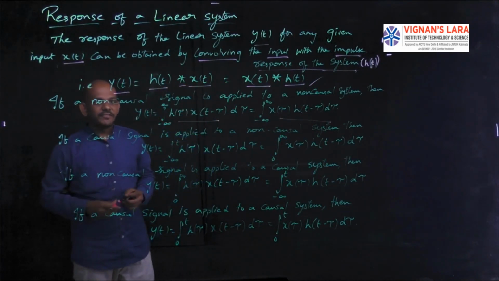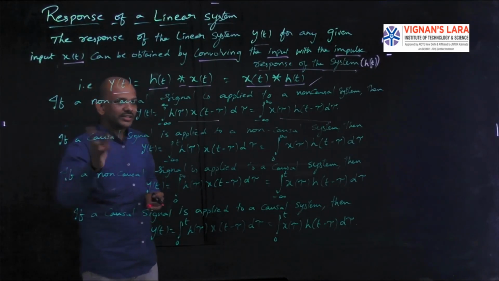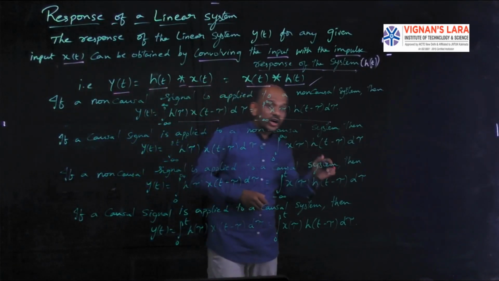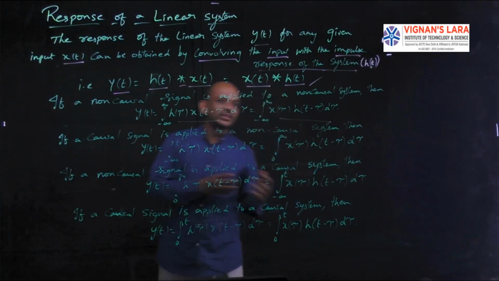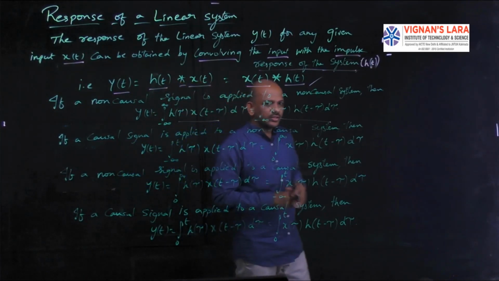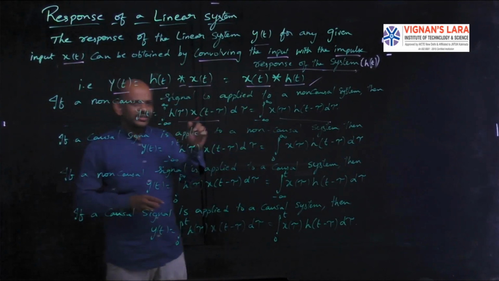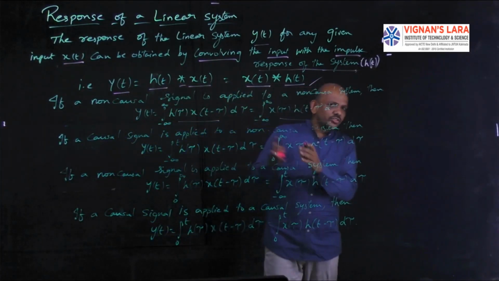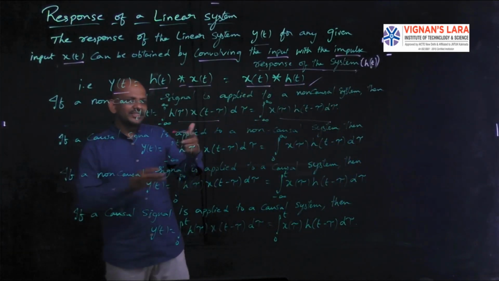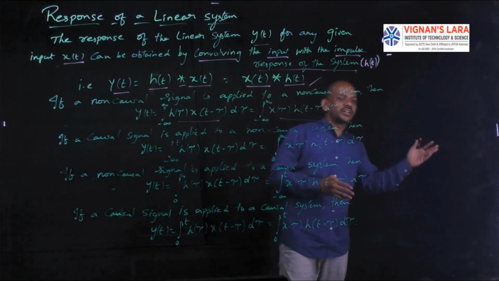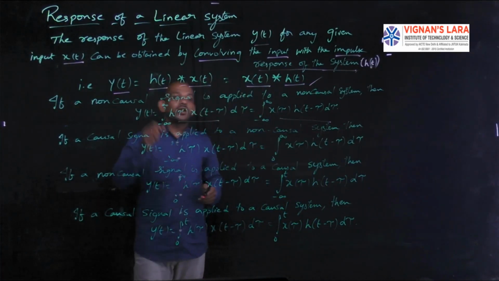Next, the second one is if a causal signal is applied to a non-causal system. Here the signal is causal, that is, the applied signal x of tau is causal. When we say a signal is causal, the signal is 0 for t less than 0. That is, for negative values of t, there will be no signal. That means the signal has to exist only for positive values of t. Whenever t is greater than 0, then only the signal exists, and we can call that a causal signal.